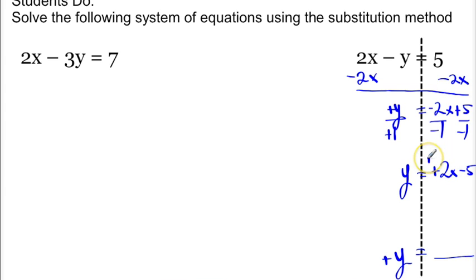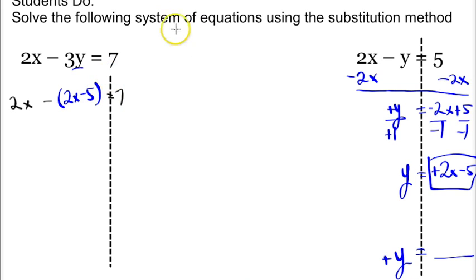Now, this is my y value. Y equals 2x minus 5. That is my y value. Everything else comes down: 2x minus y equals 7. Now I have my new equation, and I only have x's. I don't have any more y's. So no more y's, just my x's.